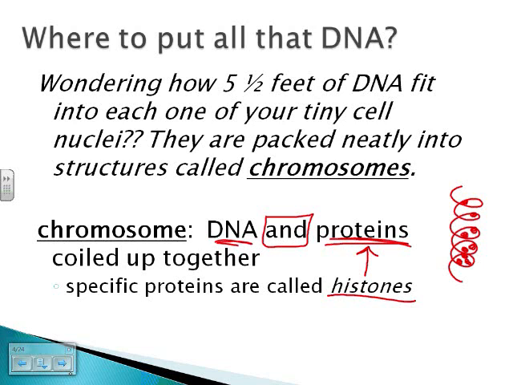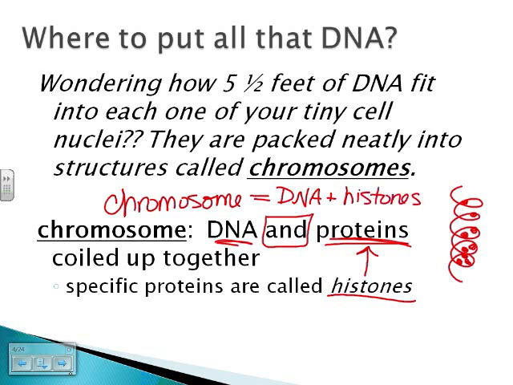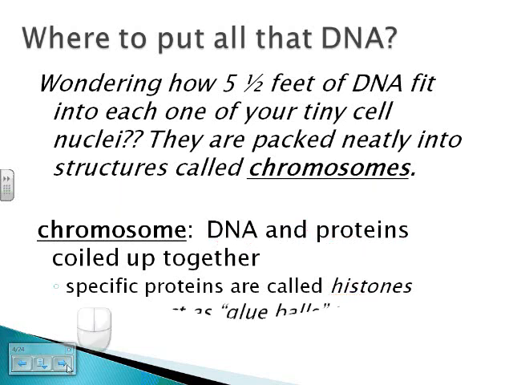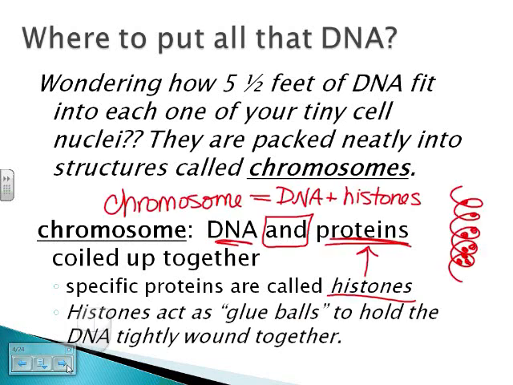So another way to think about it is that a chromosome equals DNA plus histones. When you take those two things and put them together and wind them up really, really tightly like they're supposed to be, then we call it a chromosome. The histones are like little parts of glue holding the DNA together. They're like balls of glue.